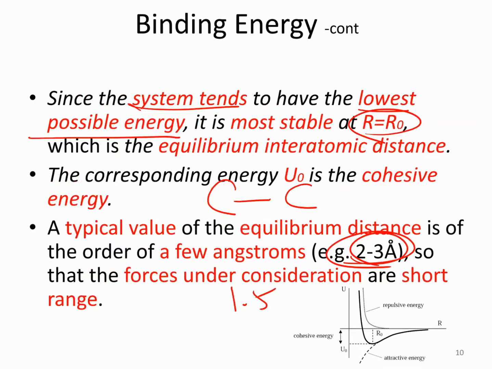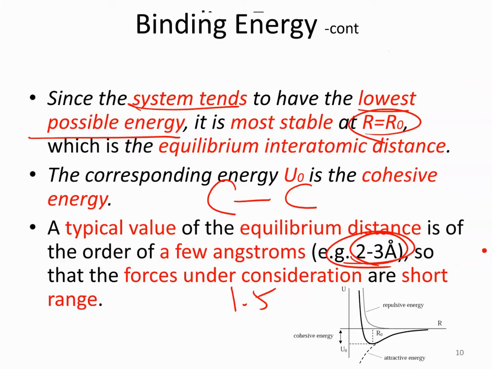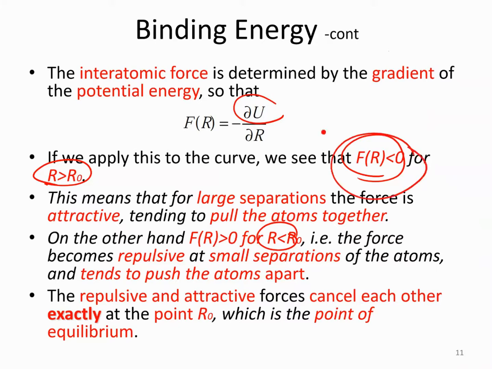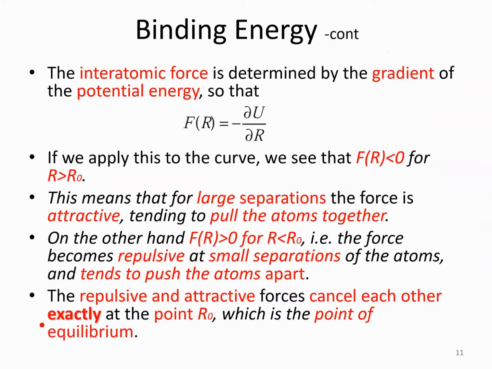So we make it very simple. From this figure, when R equals R naught, then it's equilibrium. When R is larger than R naught, the force will become negative. Force is negative means that it is an attractive force.